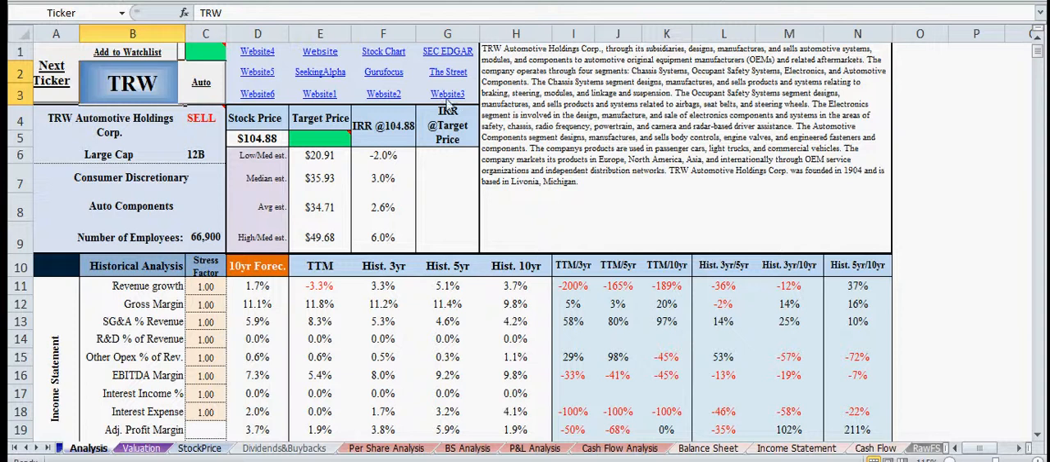I've just barely scratched the surface on what this model can actually do for you. There's a lot more in depth, and within 1 hour of training, I believe that you could be screening stocks, valuing stocks, performing a fundamental analysis of stocks.